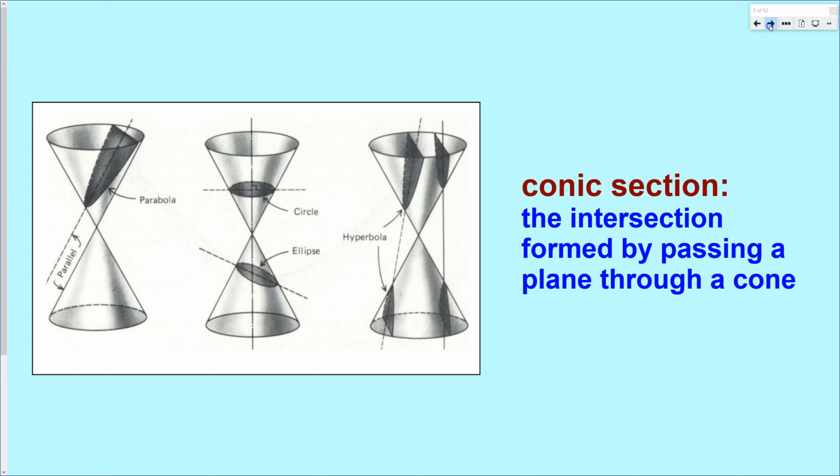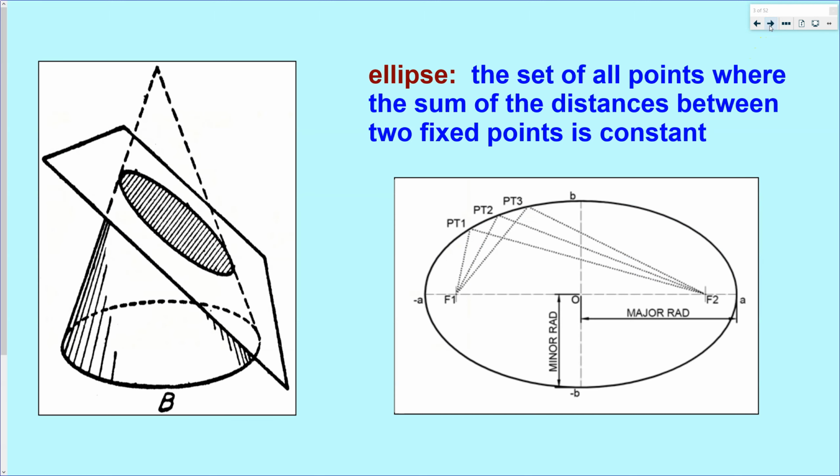Basically, an ellipse is a non-symmetric circle. What defines its shape is a major radius and a minor radius. So it's going to have a long radius in one direction and a shorter radius in another direction. The official definition of an ellipse is slightly more technical. It is the set of all points where the sum of the distances between two fixed points is constant.